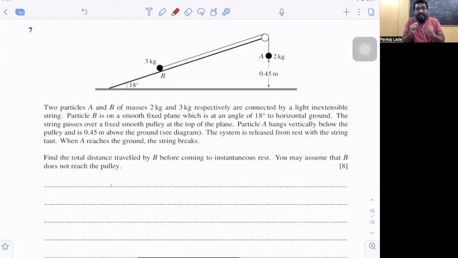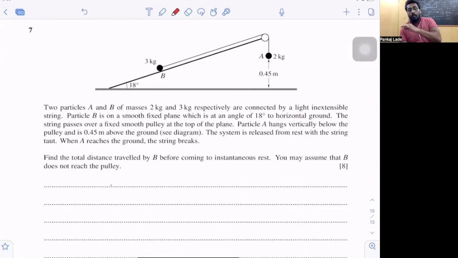But there is gravity acting on the particle B. This gravity will not allow particle B to travel in the upward direction forever, right? After some time, B will stop, and from that place, it will start coming back. The journey will reverse. What is asked in the question? Find the total distance traveled by B before coming to instantaneous rest.